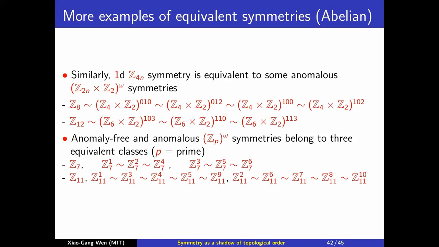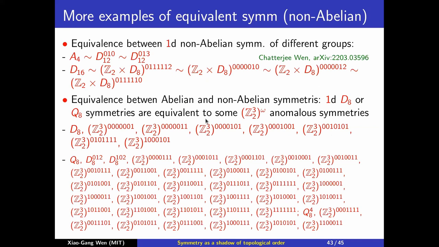Okay, by the same token, we can see a lot of symmetries. Okay, all these are equivalent symmetries. You can do the computation, all kinds of symmetries, they're all equivalent. The interesting thing is the following. Let me see which one.